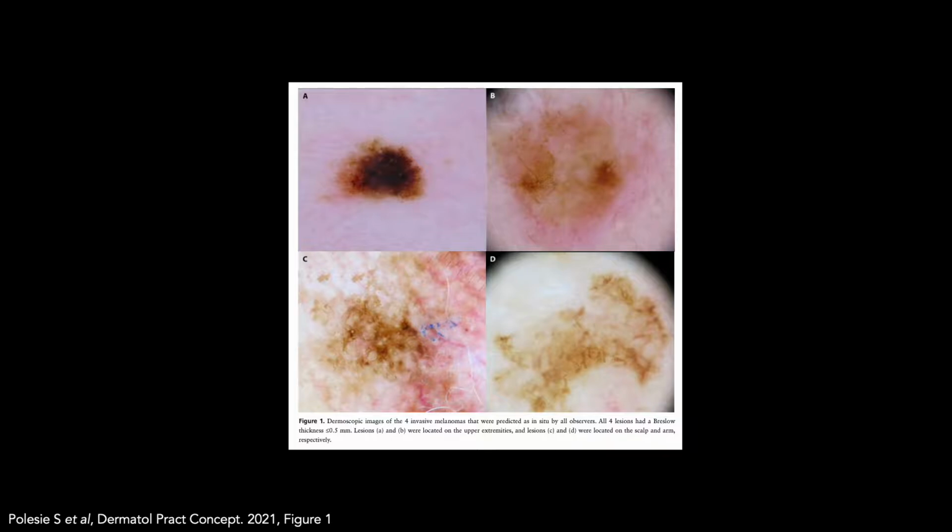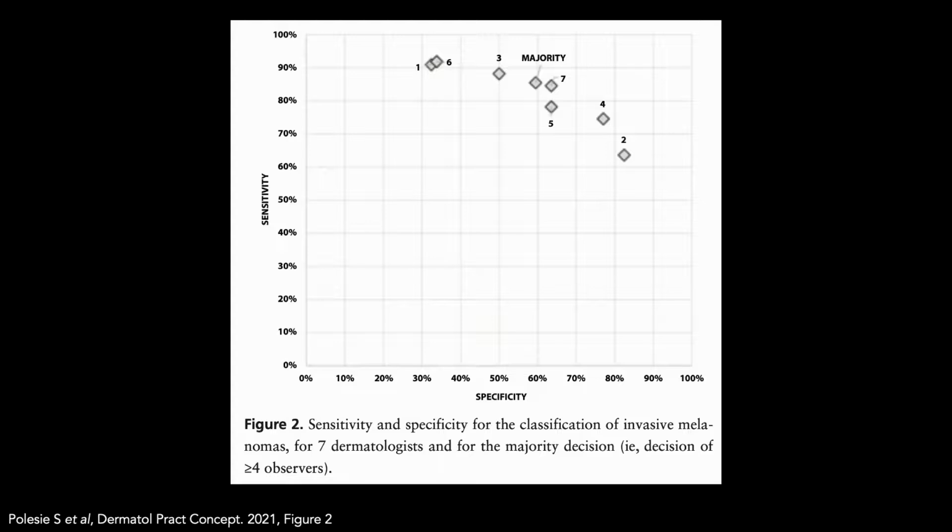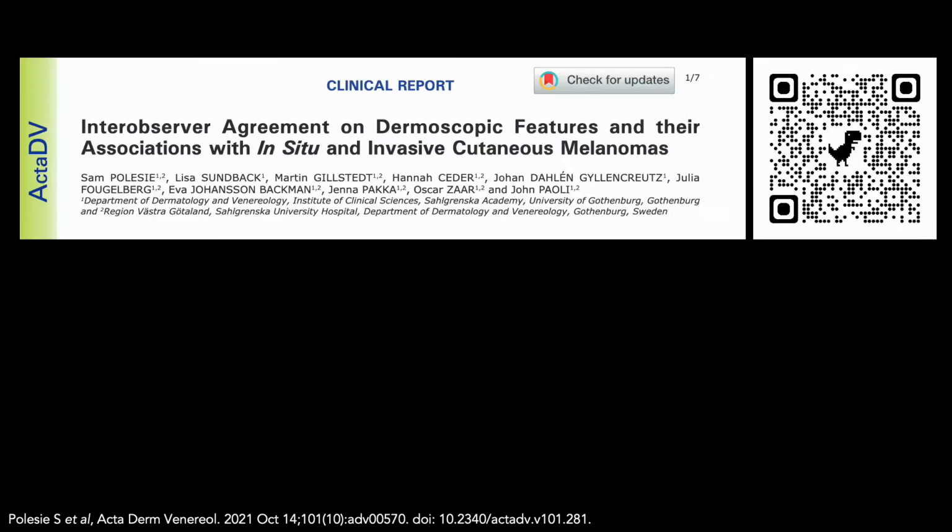This is an example of 4 dermoscopic images of lesions that were classified as in situ melanoma by all observers, but they were in fact all invasive. Luckily, all these lesions were invasive melanomas with a Breslow thickness below 0.5 millimeter. The sensitivity for predicting invasiveness ranged from 64 to 92% for the 7 observers, while the specificity for this classification was 32 to 82%.